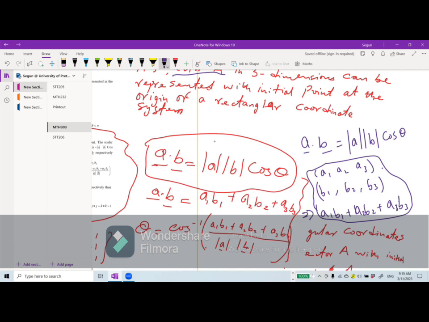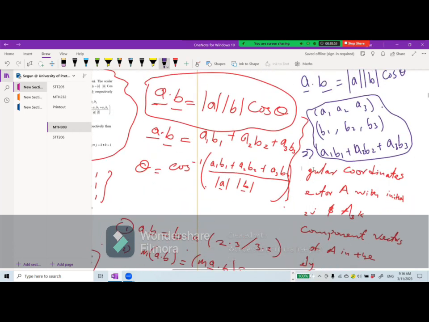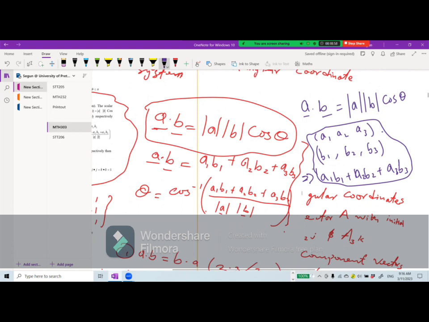Then we can now find the angular, rectangular coordinate of it. Looking at this, let theta be the subject of the formula. When you make theta the subject of the formula, what do we have? We divide both sides by the magnitude of A and B. When you divide both sides by the magnitude of A and B, we have it in this form, and you find the angle in this case.